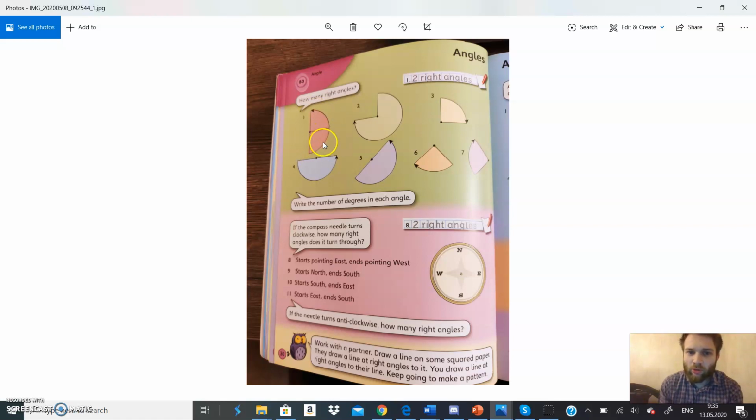So each quarter of a circle is 90 degrees. So this has how many quarters? 1, 2. So it has two right angles, which makes a straight line. You can see we started there, and that's a straight line to this one. So 90 plus 90 is 180. So two right angles make a straight line, which is 180 degrees.